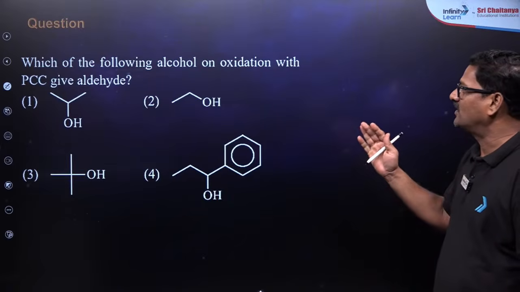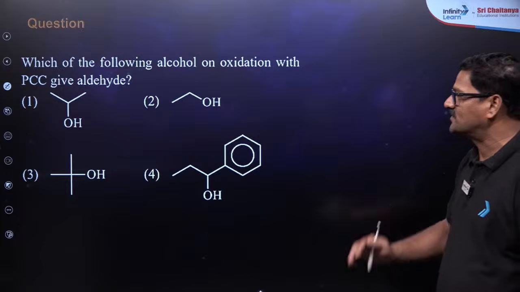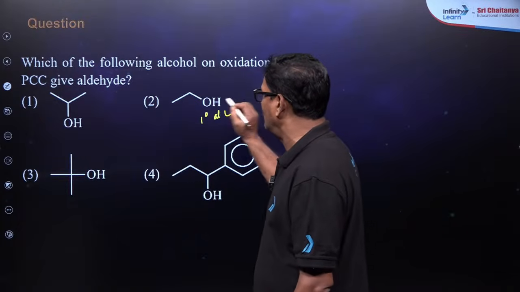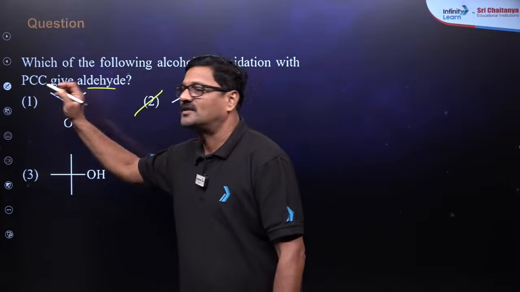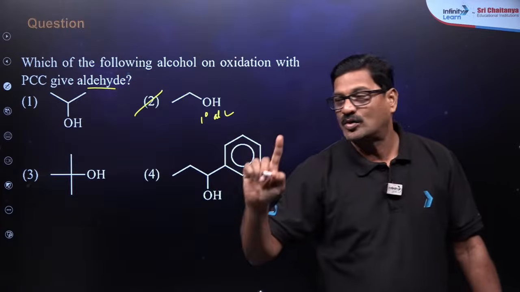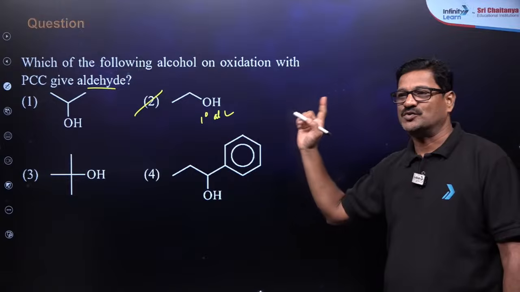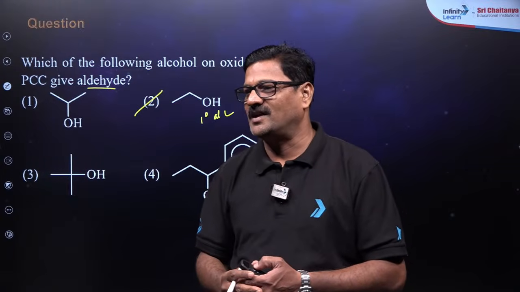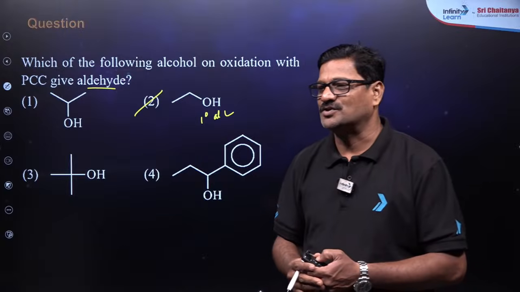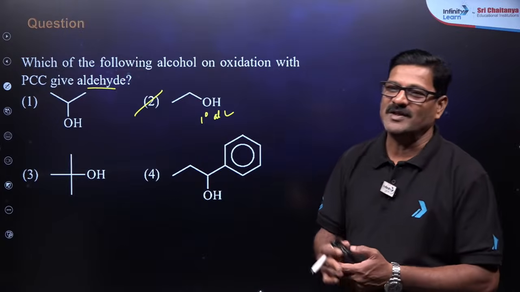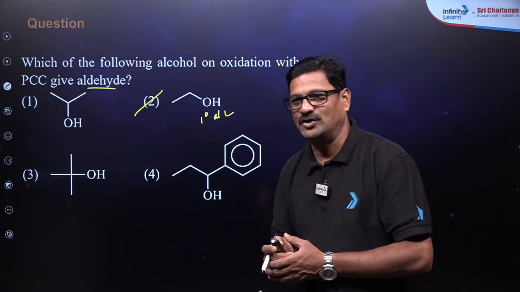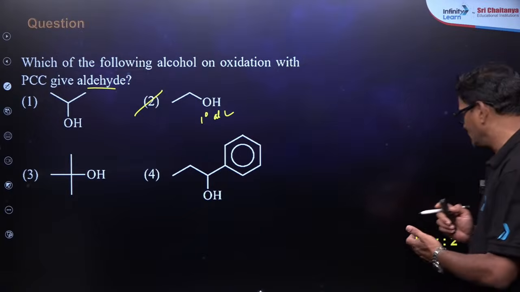And which of the following alcohols on oxidation with PCC gives an aldehyde? A primary alcohol can give an aldehyde with pyridinium chlorochromate. Option 2 is the correct answer. Sanitesh, Sri Shivakishore, right? Those who are online, please like the session. Yes, thank you. And I just want to say it's option 2.